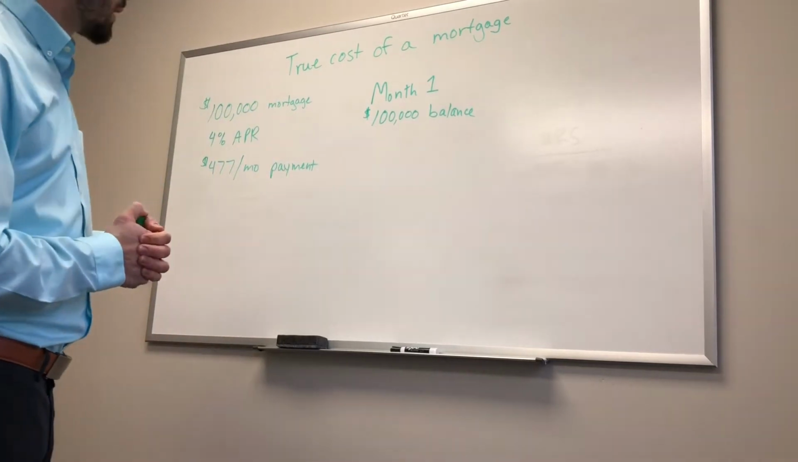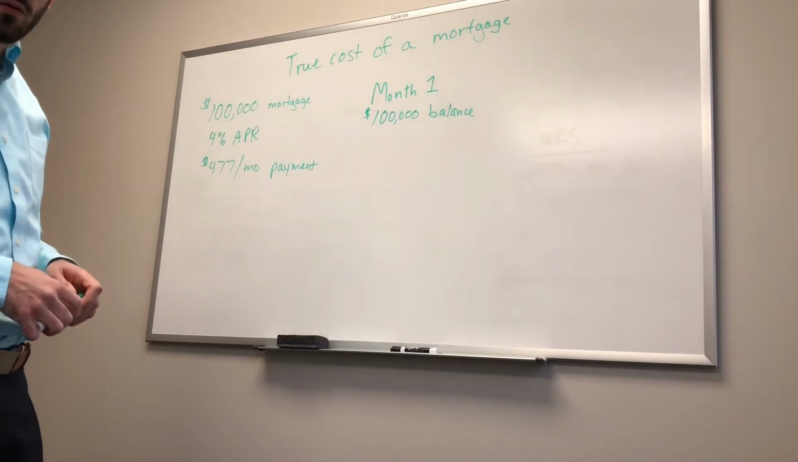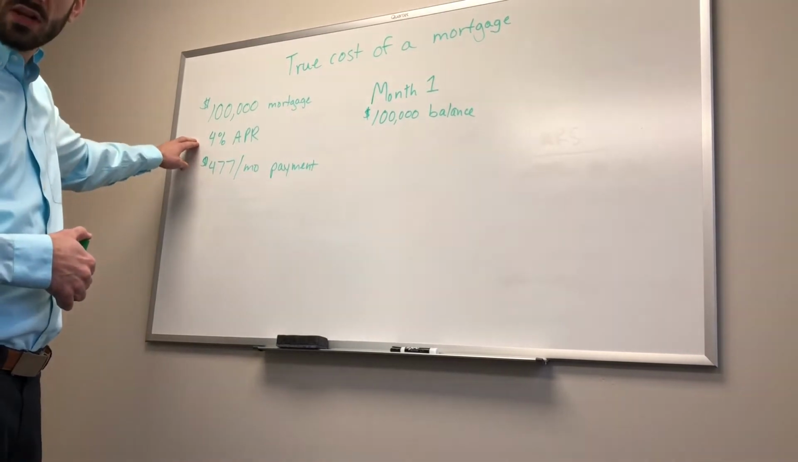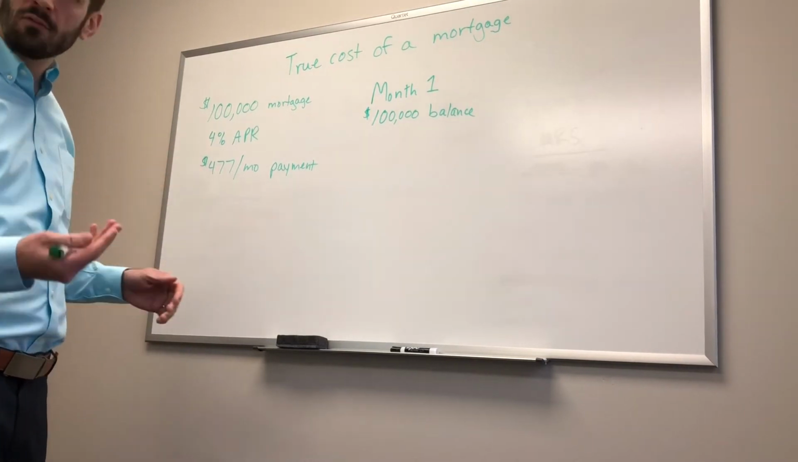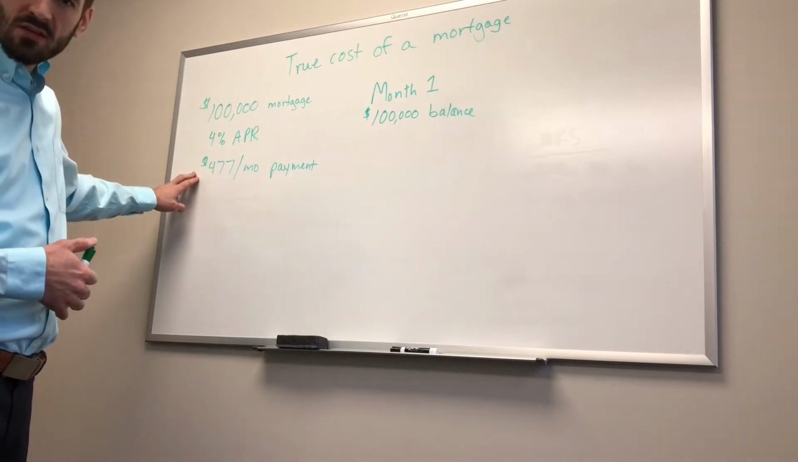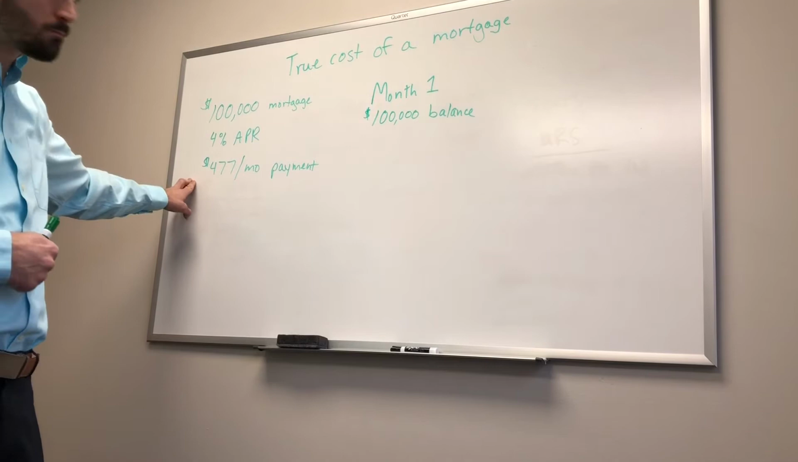So in this example, we're going to take a $100,000 mortgage for easy math, a round number, and we're looking at a 4% annual percentage rate, or APR. That's usually the advertised rate on your paperwork. And the monthly payment is $477. That's the principal plus the interest amount.